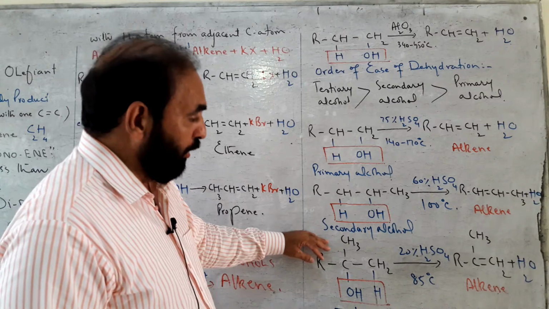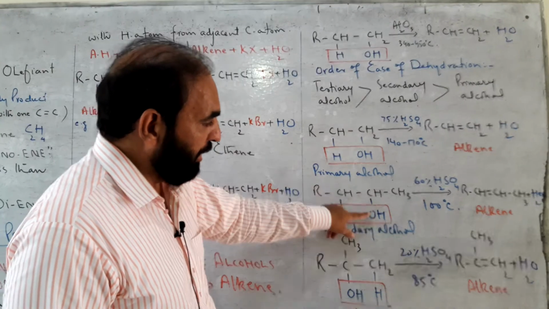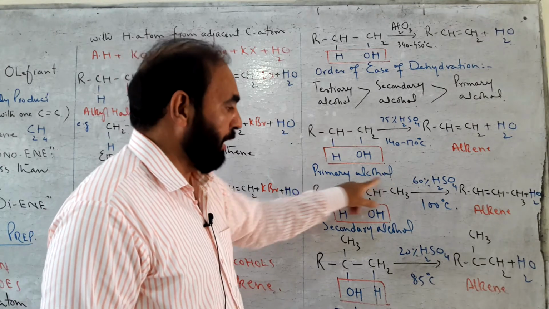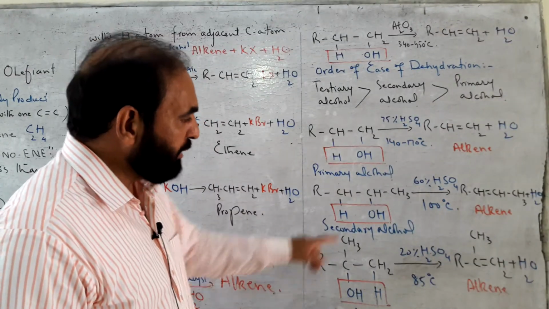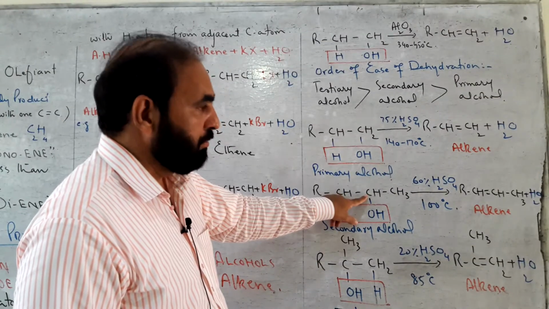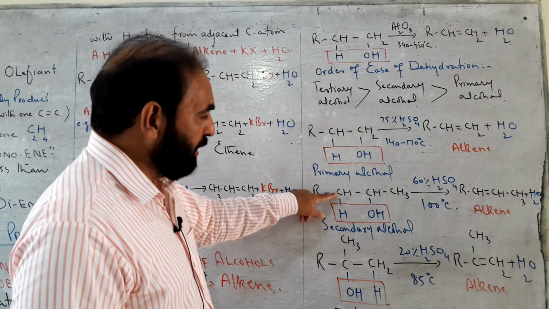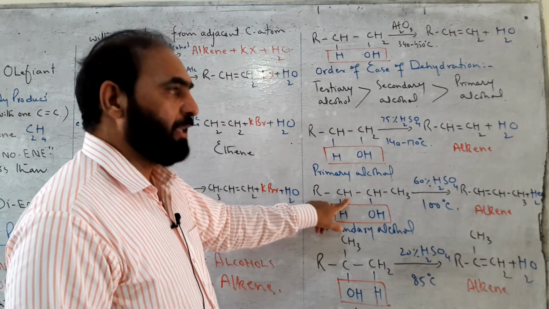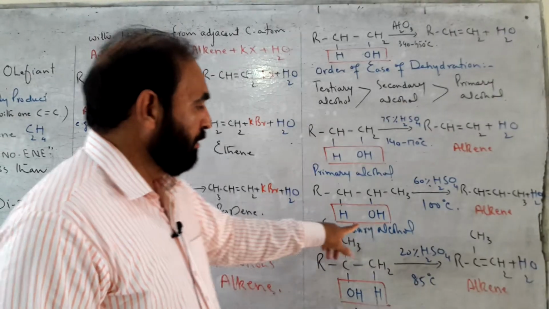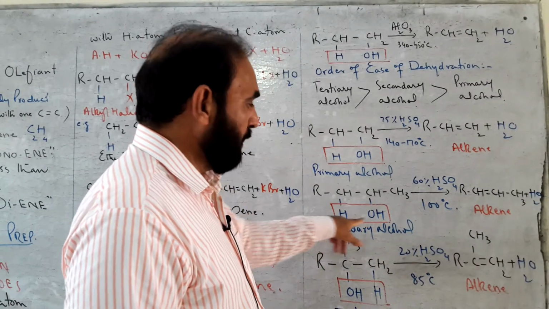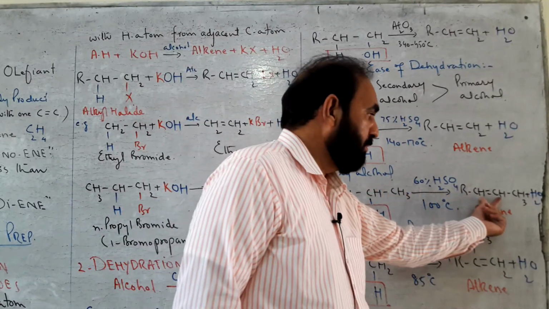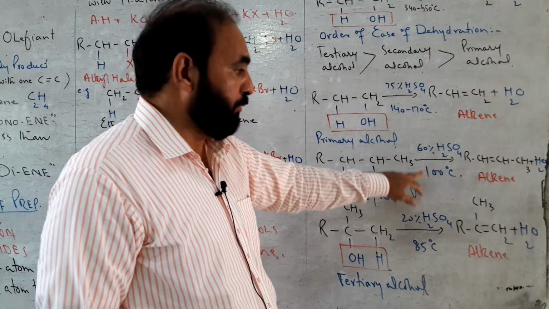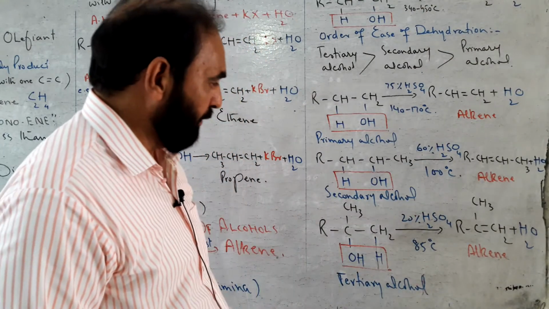Secondary alcohol is an alcohol in which the carbon containing the OH group is directly bonded with two carbon atoms. OH is removed from this carbon and hydrogen is removed from the carbon which is bonded with the smaller number of hydrogen atoms. So after removal of water, the C-C bond is changed to a C=C double bond. We use 60% H2SO4 at 100 degrees centigrade temperature.